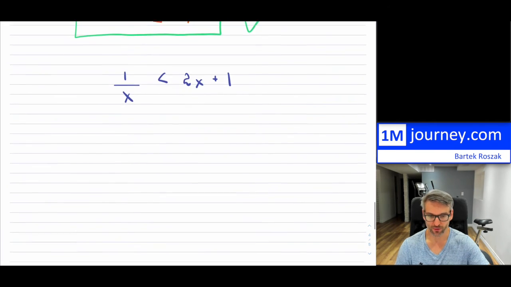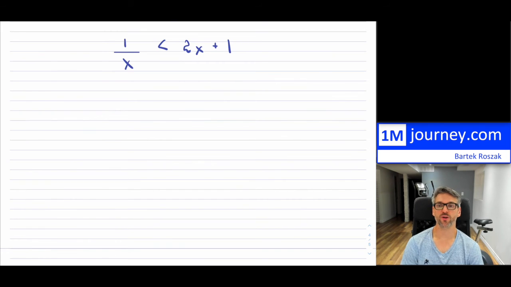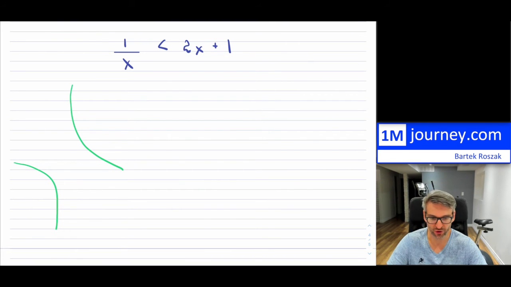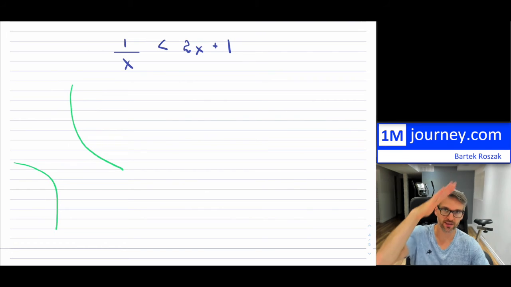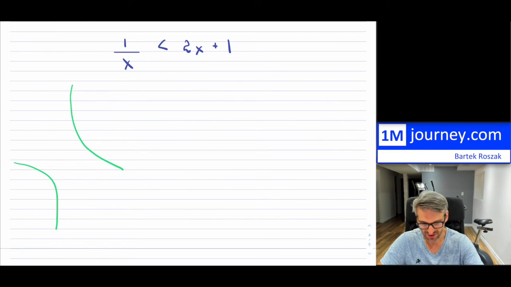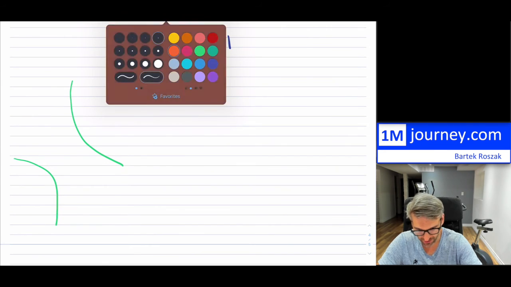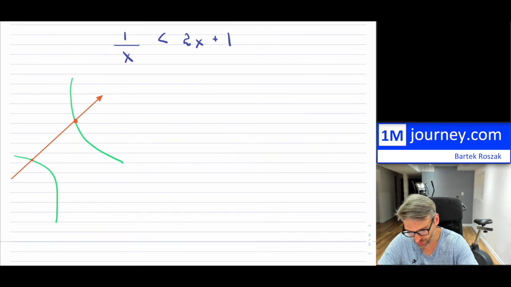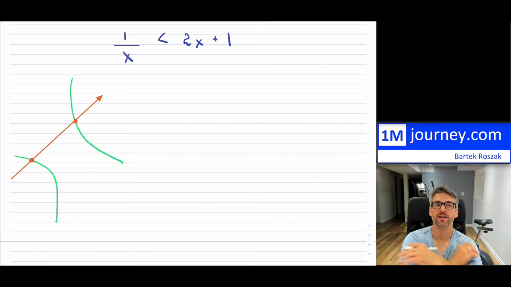And how would this one work? All right. So on the left, I have 1 over x. And if I think about 1 over x, I know that it looks something like this, right? And then 2x plus 1 is going to have a slope of 2, and it's going to cross through 1 as my intercept. So it's going to look something like this, a line like that. So we know that these intersect at these points right here.